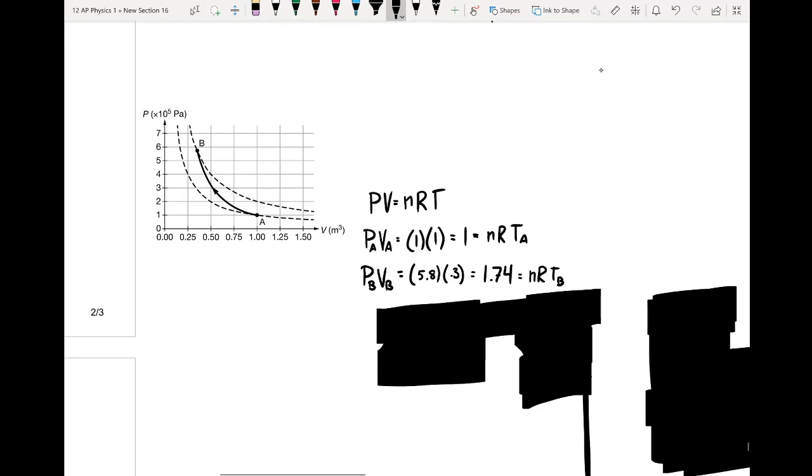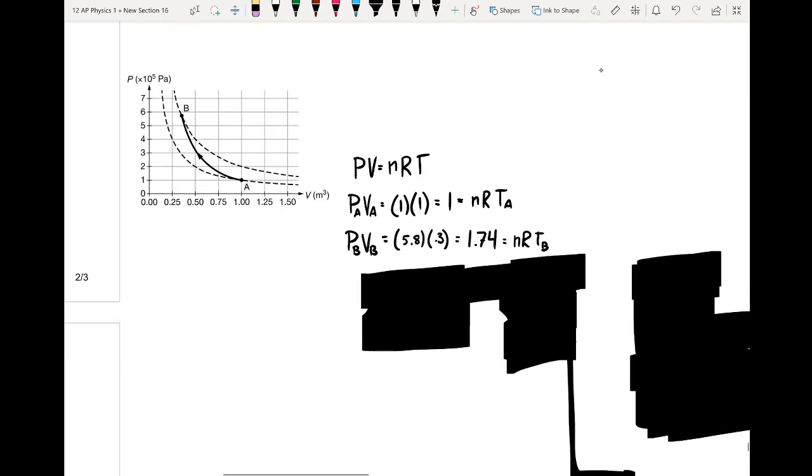So we can see at state A, the pressure is going to be 1 atmosphere, or 1 times 10 to the 5th pascals, and then the volume is going to be just 1 meters cubed. So then we can also do this for B. I just kind of estimated it, so it was about 5.8 and about 0.3. Doesn't really matter. It's probably a little bit more than 0.3. Actually, that was a pretty bad estimate, but that's okay. So I had that equal to 1.74.